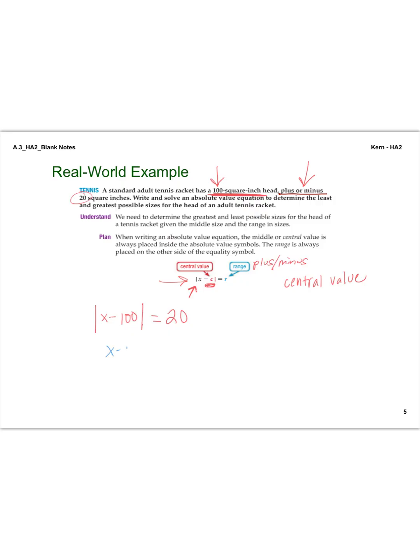Drop the bars. Make a second equation. Add 100. So the greatest is 100 square feet. Was it feet? No, it was inch. My bad. So this is that. And then the least is 80 square inches.